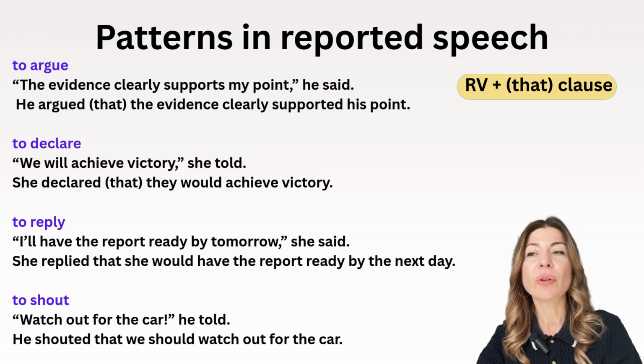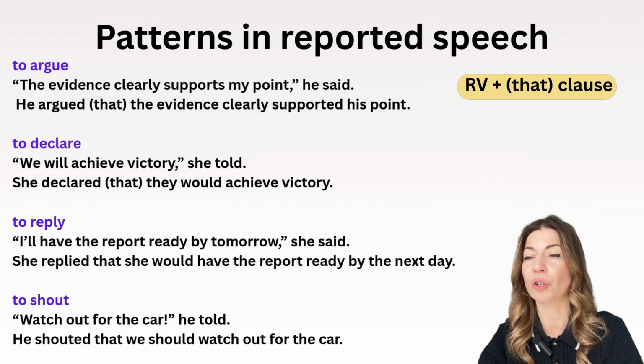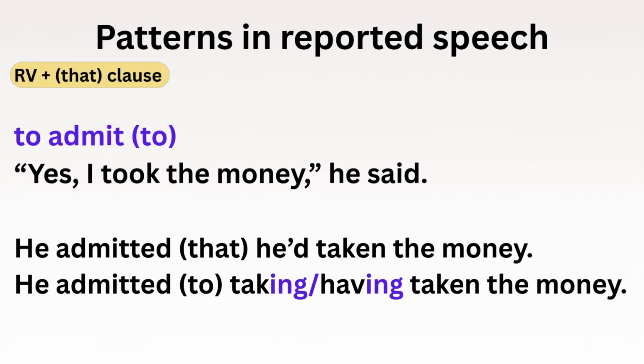But let's look at some of them that can have a different structure. Let's look at the verb admit. As you can see, we can use a that clause, but not only. Yes, I took the money, he said. He admitted that he had taken the money. That's one option. But sometimes people tend to use a gerund after admit.